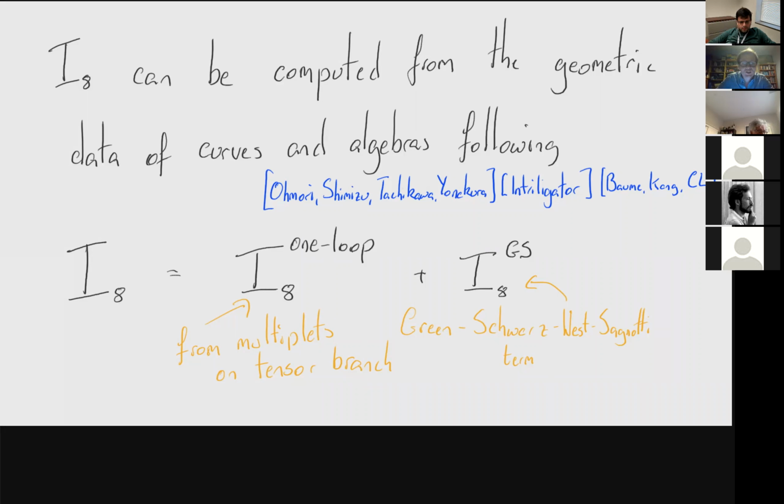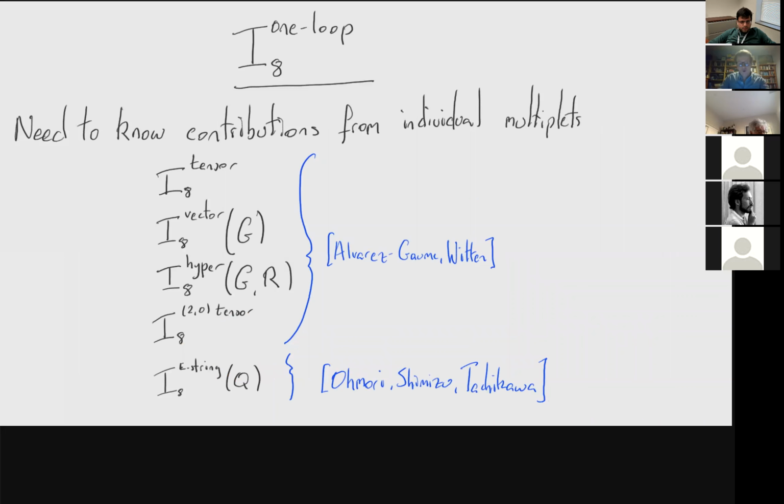Okay, so let's just quickly walk through how to compute these two objects. To compute the one-loop anomaly, you need to know the contribution from each individual multiplet which may appear on the tensor branch. First of all, you have the three or four relatively ordinary multiplets: a tensor multiplet, a vector multiplet, a hypermultiplet. They're pretty standard. You can also have a (2,0) tensor multiplet. Okay, that sounds fine. And you can also have E-strings. So you might say, well, an E-string is a strongly coupled CFT. What's it doing in the one-loop contribution? But we can include it there. And so we do. I don't know too much about that.